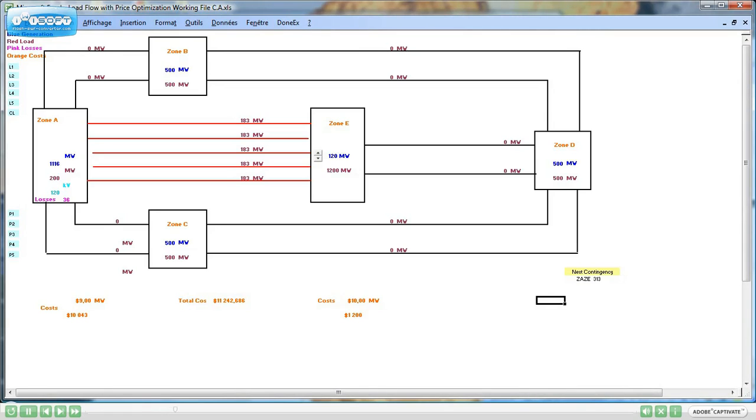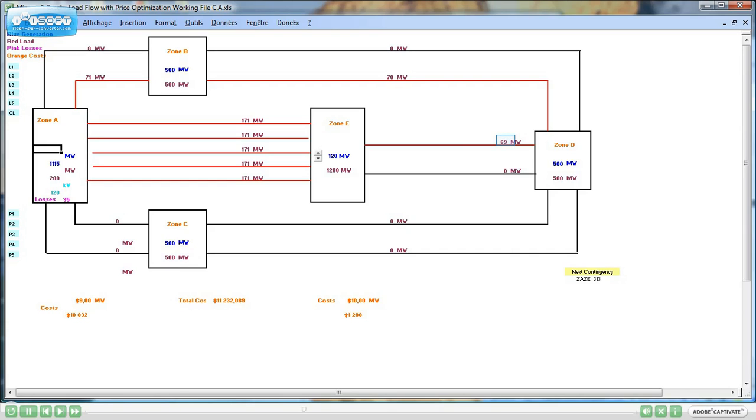In levels 2, 3 and 4, the simulator will downgrade the user's mark if these operations are not done the right way. Now let's get to the simulator. We can see that Zone A has only 200 megawatts of load and 1116 megawatts of generation. On the other end, Zone E, contrary to A, has 1200 megawatts of load and only 120 megawatts of generation. Each of B, C and D has 500 megawatts of generation and 500 megawatts of load.